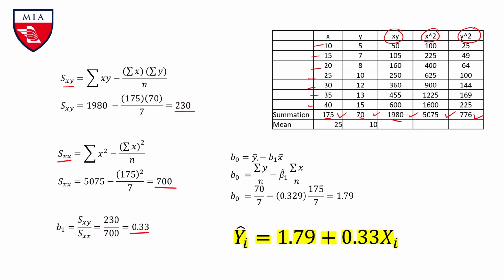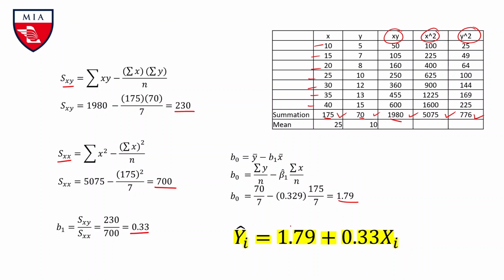Next, we need to find the value of b sub 0. So we have y bar minus b sub 1 x bar. As we all know, y bar is also the mean. So summation of y over n minus b sub 1 multiplied by summation of x over n. We have summation of y, 70, over n, which is 7, minus the value of our b sub 1, 0.329 or 0.33, multiplied by summation of x, 175 over n, which is 7. So we have is equal to 1.79.